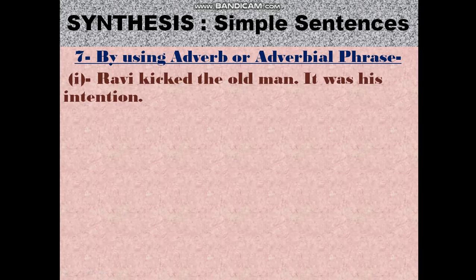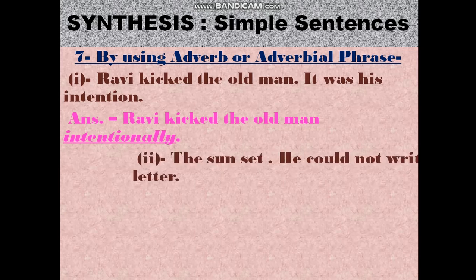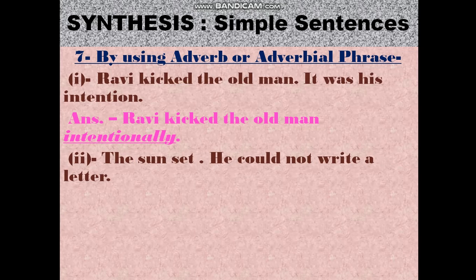Here, Ravi kicked the old man. It was his intention. We will use this word intention to make our adverb. And how we make a word adverb? Generally, we use ly. We will write intentionally. Ravi kicked the old man intentionally. Here, intentionally is the adverb.